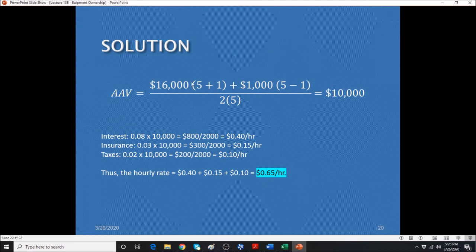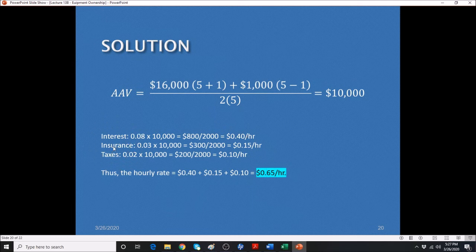Alright, so plug into the equation those given values. This is the C. We have here the n plus 1. This is the salvage value, 5 minus 1. That's the service life. Divide by 2 times 5. And this is the average annual cost per given year. Okay. So with the IIT, it says there is 8% of the annual average. So we have there 0.08 times 10,000. And that will give you $800. Divide by the hours of operation, and that will give you the cost per given hour.